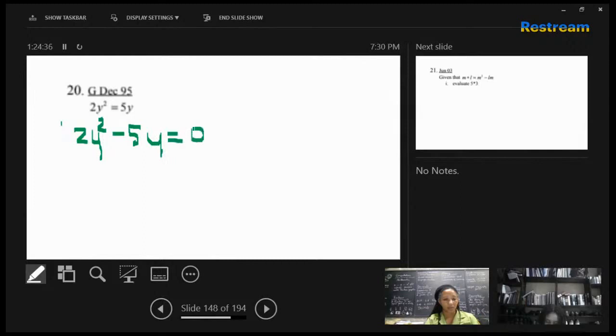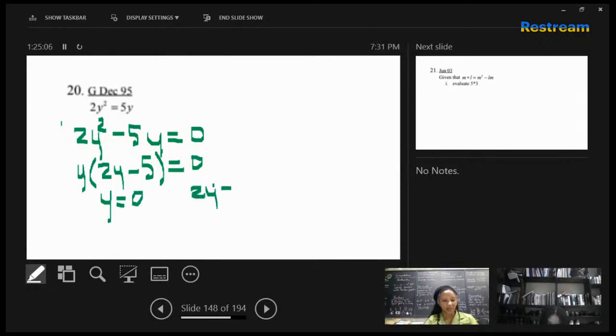Okay, so what we're going to do? We're going to find the common factor, which is y. So y times 2y minus 5 is equal to 0. So y equals 0, and 2y minus 5 equals 0.